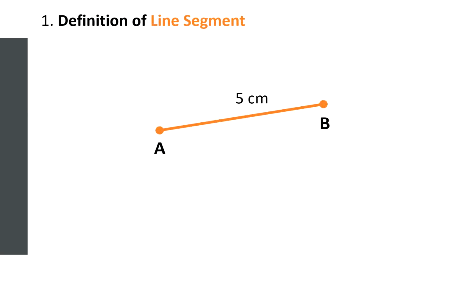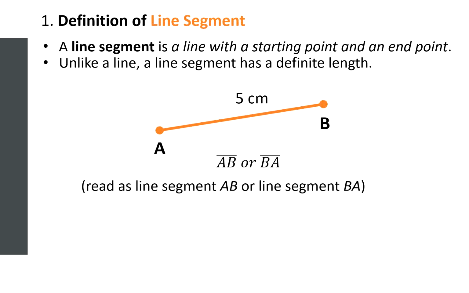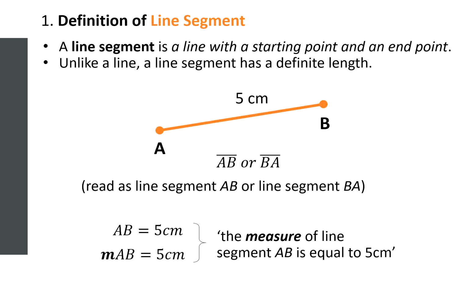Number 1, definition of line segment. A line segment is a line na merong starting point at saka end point. So, a line segment has a definite length. So, dito, pwede nating i-name yung line segment as line segment AB or line segment BA. Now, to represent naman yung measurement niya na 5 cm, we can write this as the measure of line segment AB is equal to 5 cm. So, makikita mo, AB is equal to 5 cm.